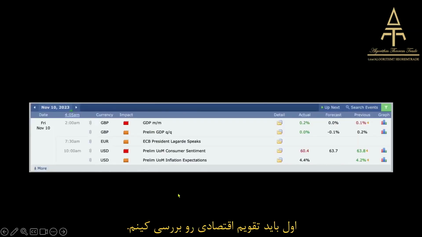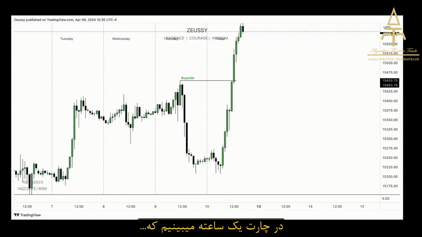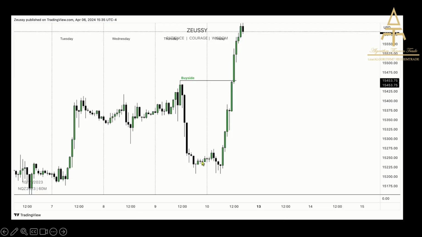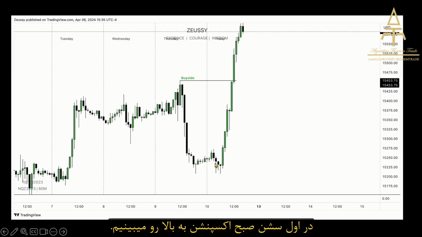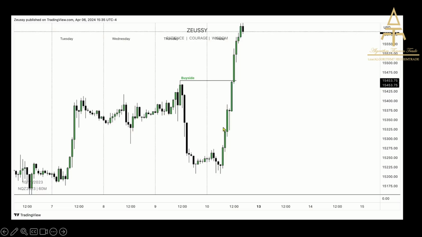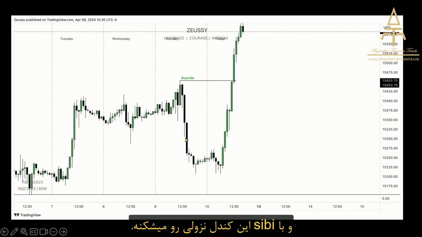In order to break down this trade, we're first going to take a look at the economic calendar. As you can see, at 10 a.m. on Friday, we had high impact news for the dollar. If we then take a look at the hourly chart, we can see the following. We can see that during the beginning of the morning session, the market began expanding higher. It overran this CB and it overran this down close candle.